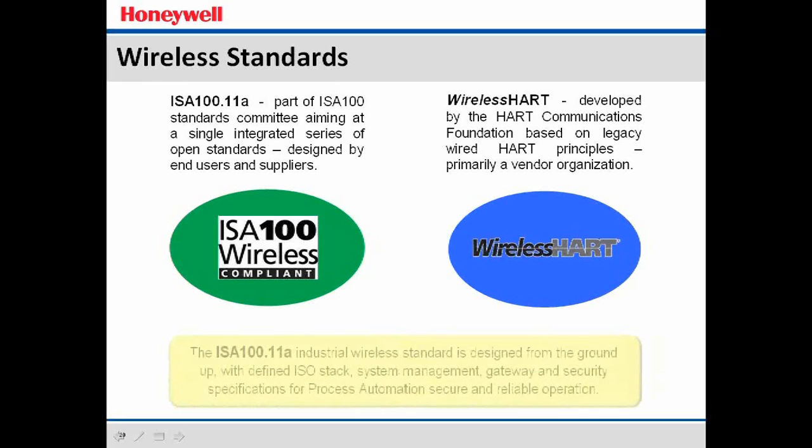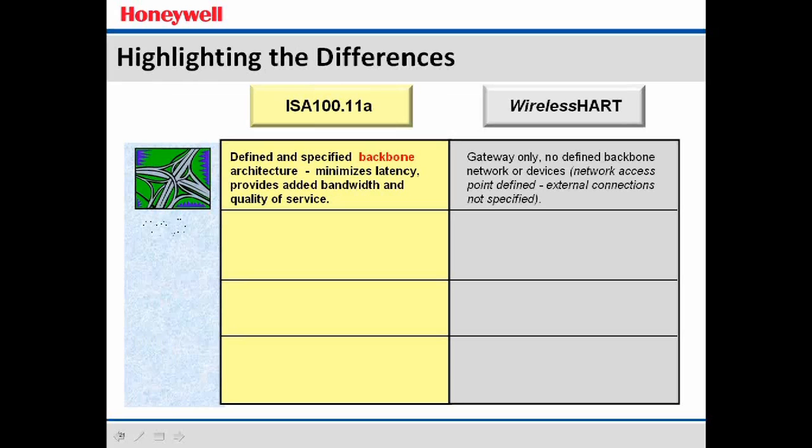Highlighting some direct differences, the ISA 100.11a defines and specifies a backbone architecture. That's what we talked about. That minimizes latency, provides added bandwidth and quality of service. I don't have the same potential for data corruption. I can support 1-second update rates. All of those things that require more reliability and more connectivity come along because I'm building out a proper network in the first place.